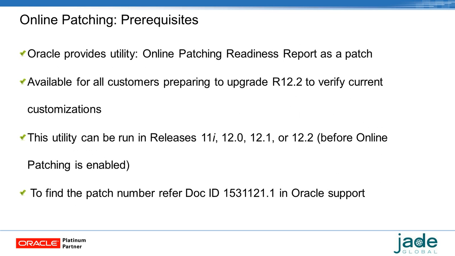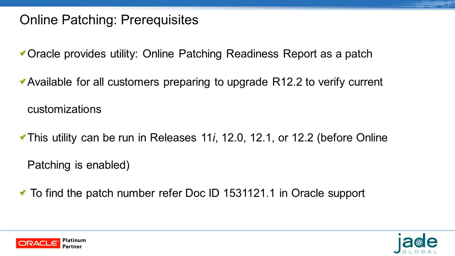So before we move on to how exactly online patching works, let's take a look at what the prerequisites for online patching are. When you move on to R12.2, your database is upgraded to release 11g R2, and for that you need to ensure that your custom code supports that specific EBR version, edition-based redefinition. For that, Oracle provides a utility called the Online Patching Readiness Report, and it is a patch.